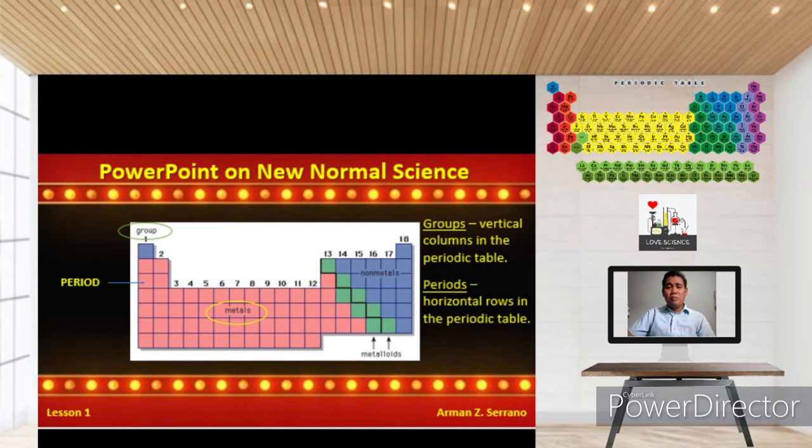The periodic table is divided into three main groups. We have the metals, the pink portion. These are all metals. Then we have the non-metals, the blue color. Then we have the metalloids. The metalloids are in between the metals and the non-metals. There are only 8 metalloids in the periodic table.